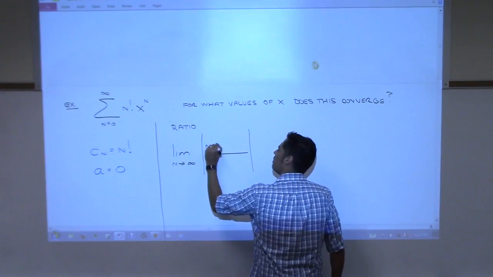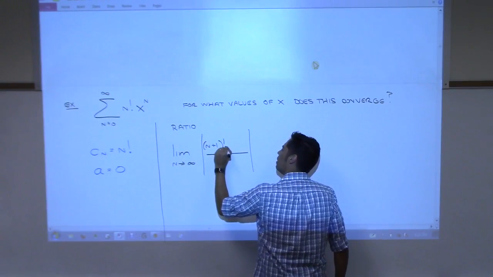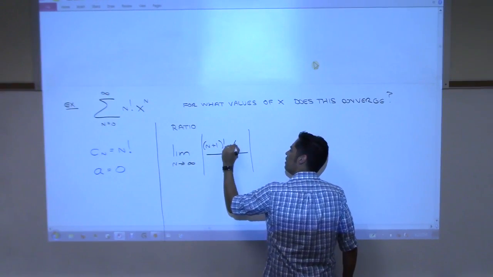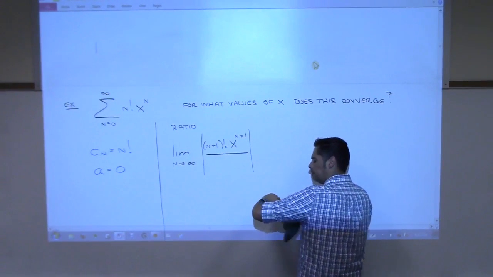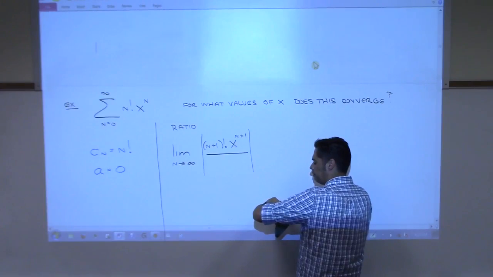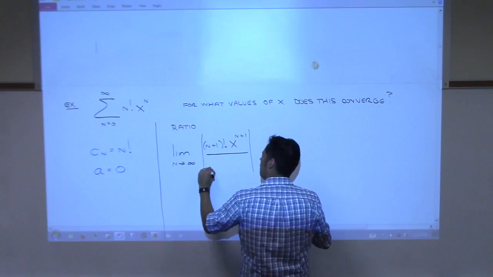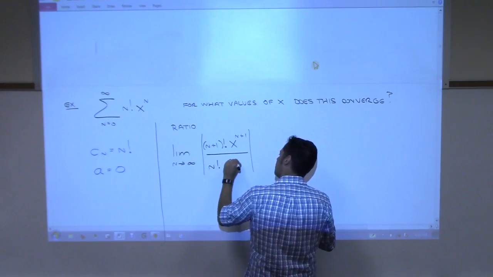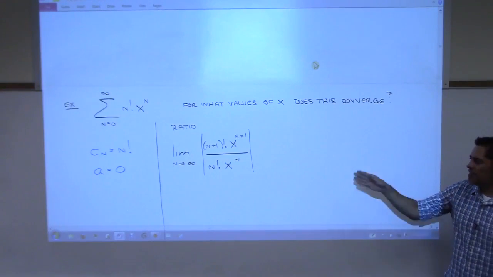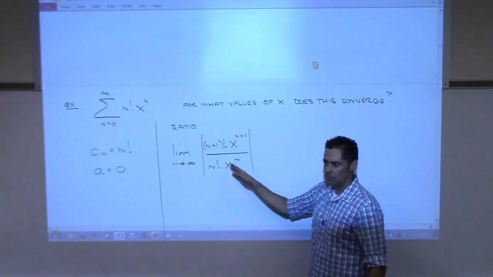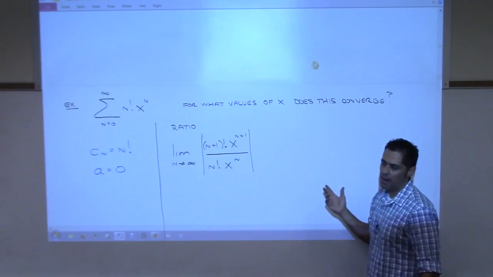(n plus 1) factorial times x to the n plus 1, over n factorial x to the n. Now, when we were running the ratio test in the previous section, we didn't have x in there, did we? We didn't. We have x now, all right?